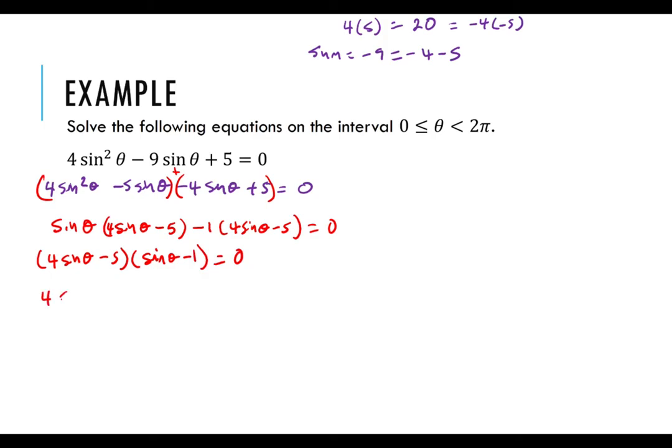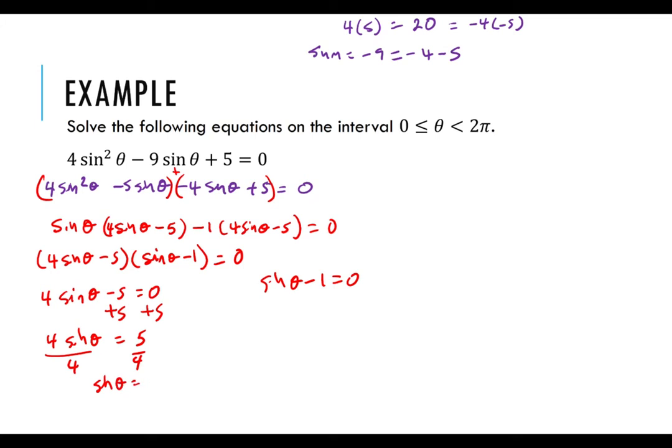Zero product property. 4 sine theta minus 5 is equal to 0. Sine theta minus 1 is equal to 0. Let's solve this one on the left first. Plus 5 plus 5. 4 sine theta is equal to positive 5. Divide by 4. Divide by 4. Sine theta is equal to 5/4. Now at this point I'm going to recognize something. I'm going to notice that sine of theta equals 5/4 is impossible. That is, the range of sine of theta goes between -1 and 1, and since I see that sine of theta being equal to 5/4 is actually not possible, this is going to give me no solutions.